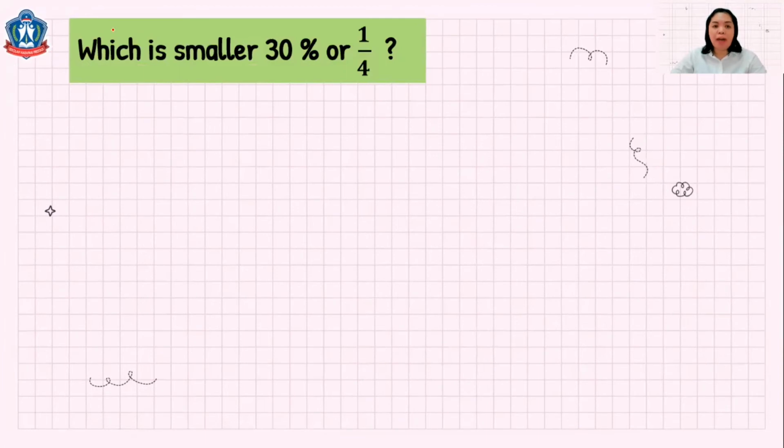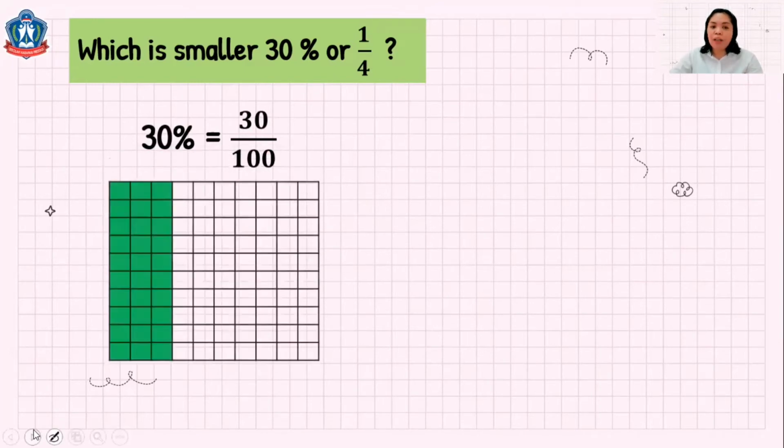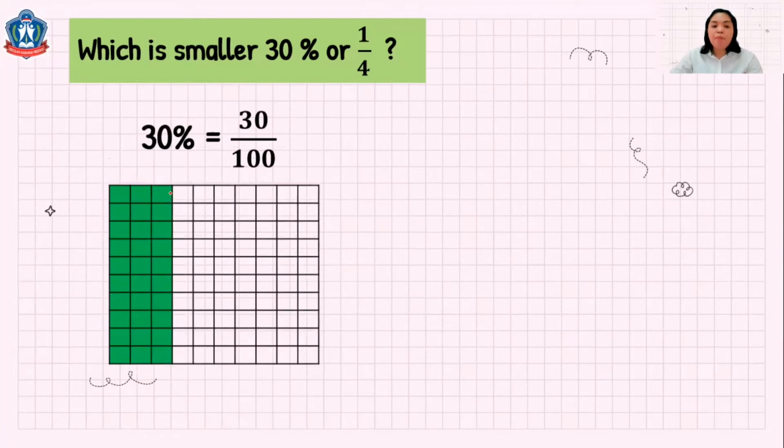Okay, now let's compare. Which is smaller, 30% or 1/4? When we say 30%, that is 30 hundredths, 30 out of 100. If we show it in this figure, it will look like this: 30 parts that are shaded out of 100.